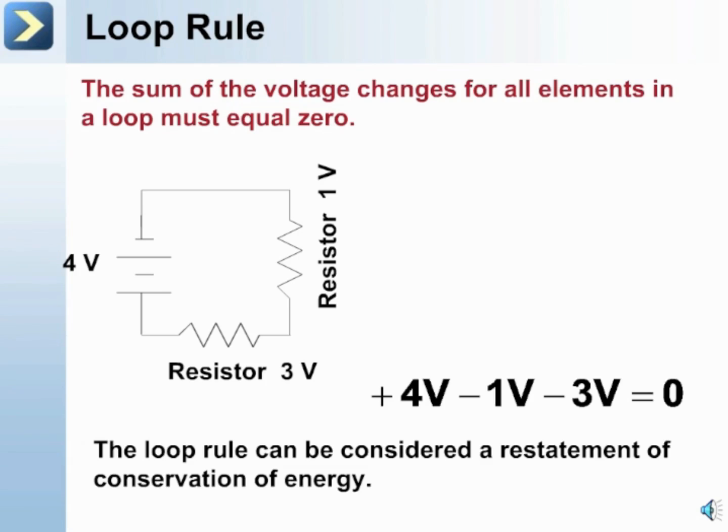So the loop rule can be considered a restatement of conservation of energy. Think of the voltage as energy or an equivalent of energy. And so that voltage, or that energy, gets used up as it passes through each resistor until it goes to 0 and has to repeat the cycle again. And it makes sense to think of voltage as energy because a volt is defined as 1 joule per coulomb. So we are talking about joules per unit of charge. And that energy gets used up until the cycle is ready to repeat itself.